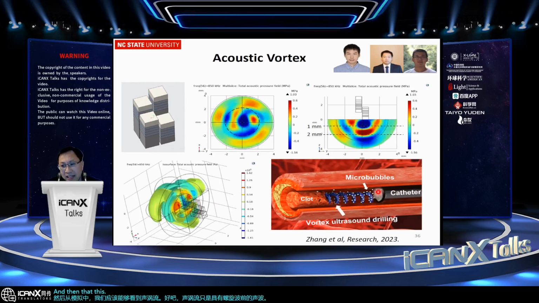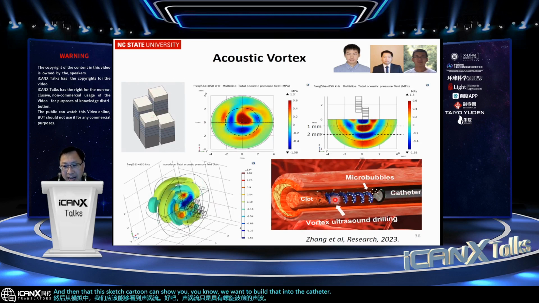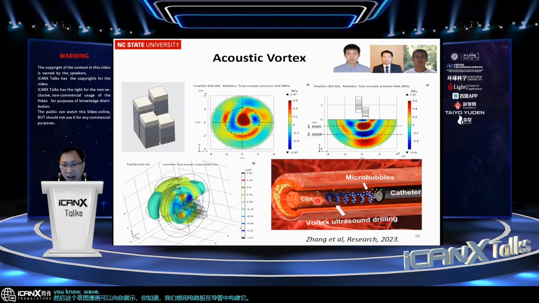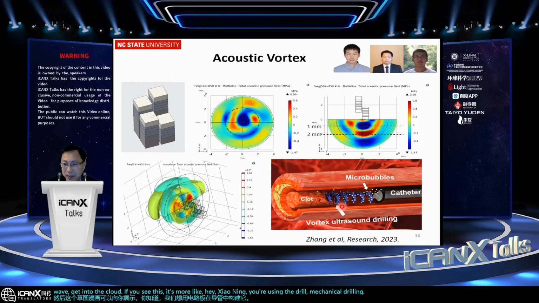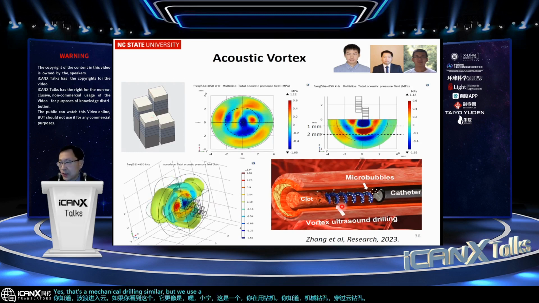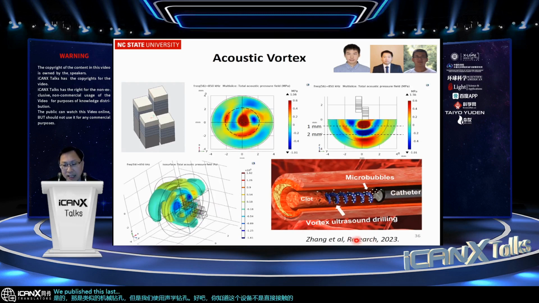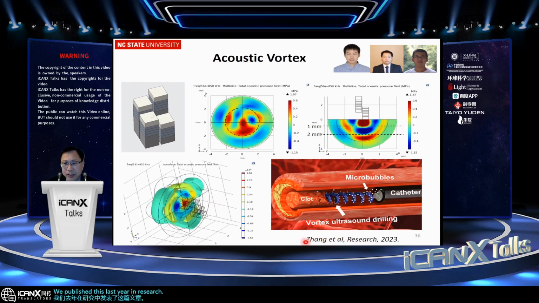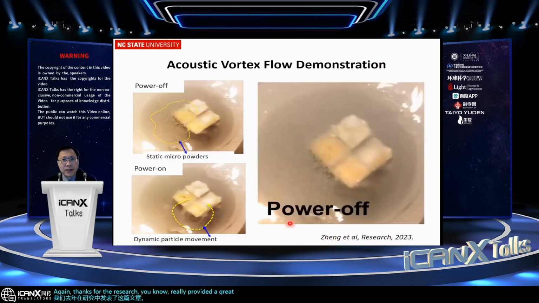This cartoon sketch shows that we want to build that into the catheter, with the vortex wave getting into the clot. If you see this, it's more like, "Hey, Xiaoning, you're using a drill, mechanical drilling through the clot." Yes, similar to mechanical drilling, but we use acoustic drilling. The device is not in direct contact with the blood clot. We published this last year in Research. Again, thanks to Research, which really provided a great platform for this.